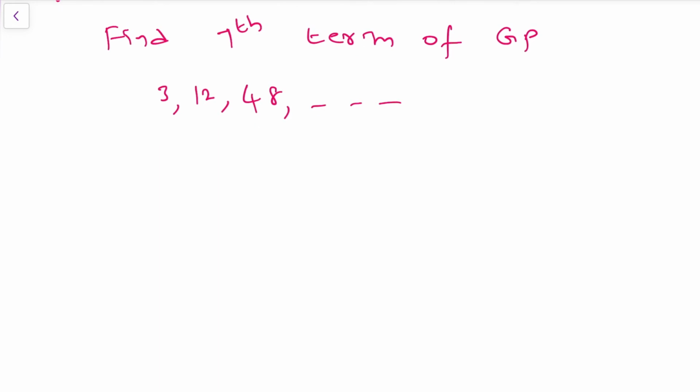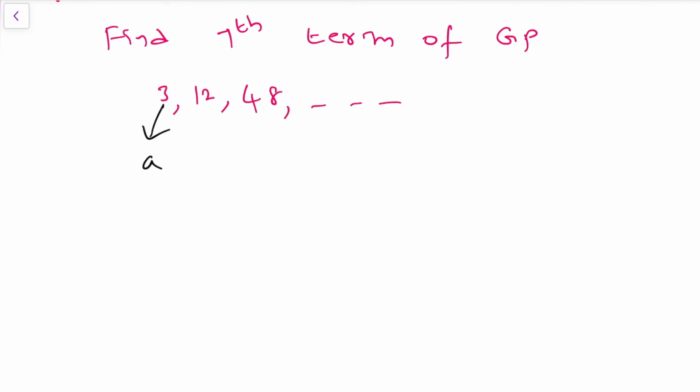Next, find the seventh term of the GP 3, 12, 48. Here also in the question itself he mentioned clearly that the given series is a geometric progression. So we need not prove it again. In case it is not given, definitely we need to prove it as a GP. Okay, let us check then.